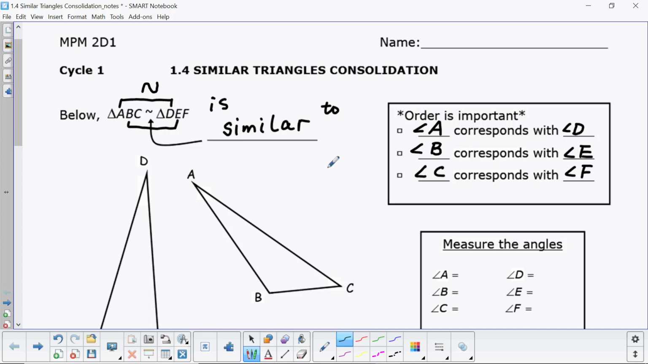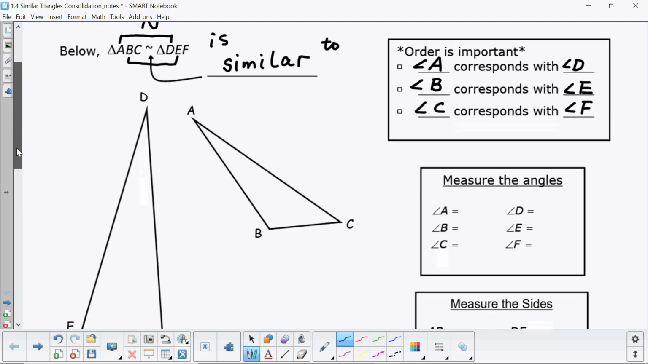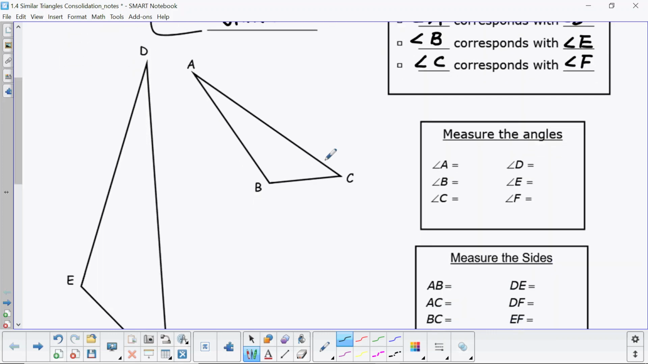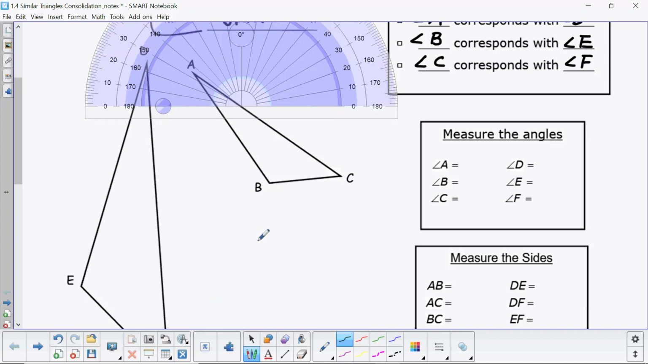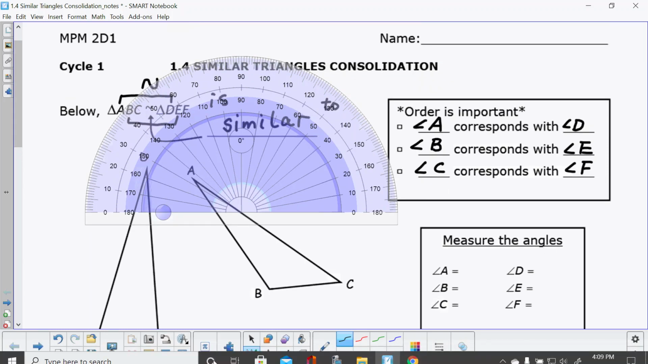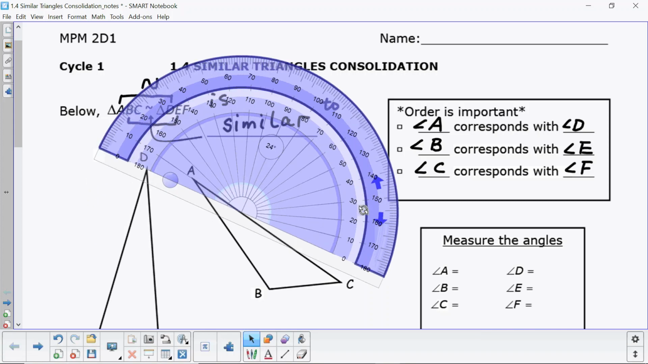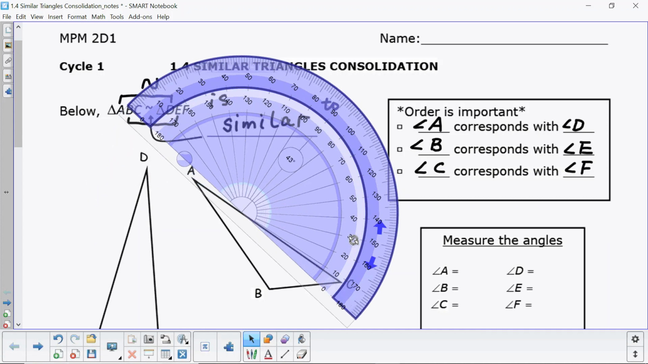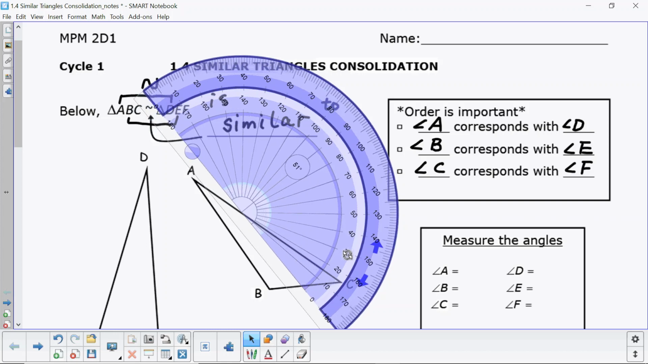And now I want you to get a protractor out. If you have one, and I have put protractors on your desk, so get it out. We want to measure the angles. I have a protractor here, I hope it will work. I want to measure angle A, and to measure angle A, you need to rotate it. So I just rotate it to, okay.